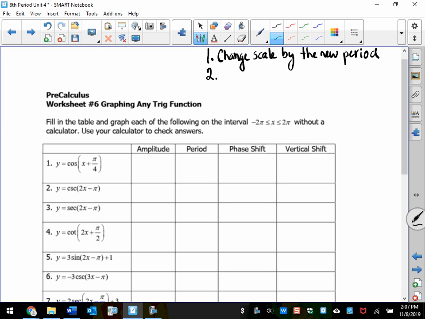And the second step is to plot the center line and the new center point. So plot center line, and then I'll say slash center point. Now, when you plot the center line, that's really just a vertical shift. So we'll just say vertical shift. That's up. And then the center point is a shift left and right, so that's called the phase shift. We haven't learned that yet, so that's what we're going to do now.